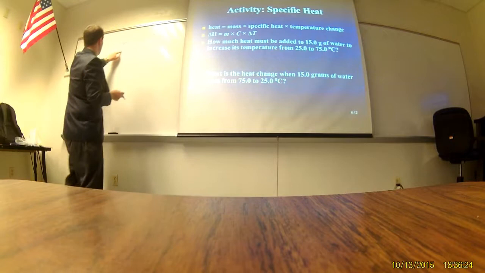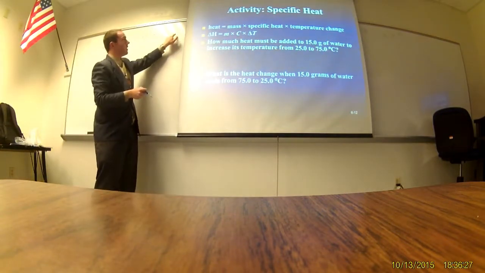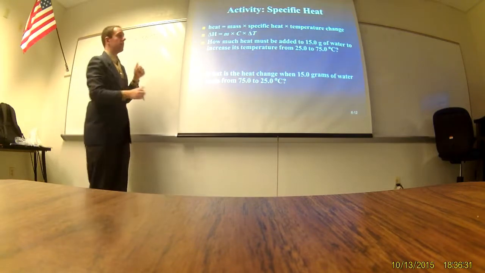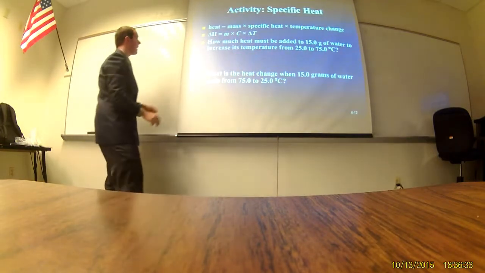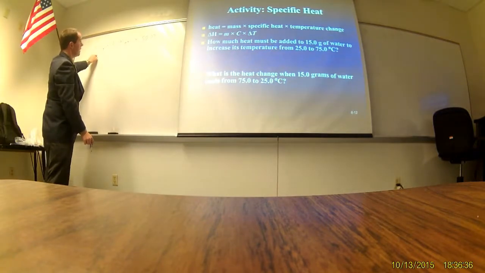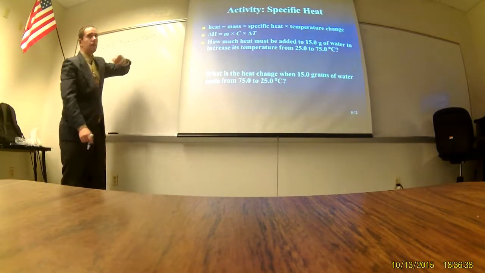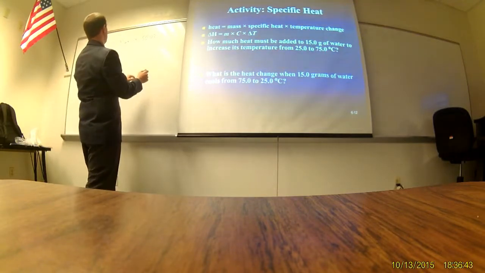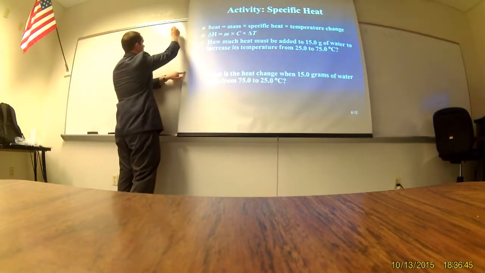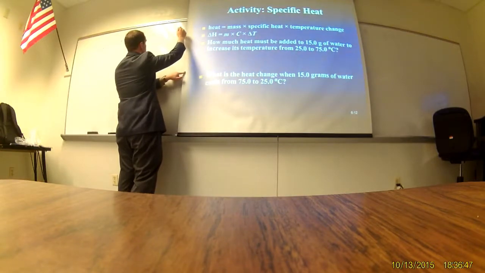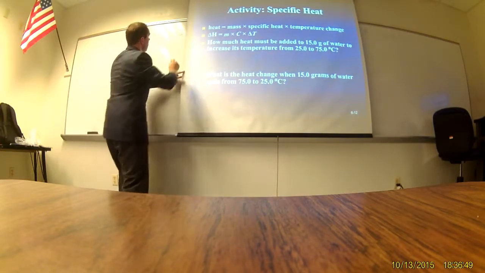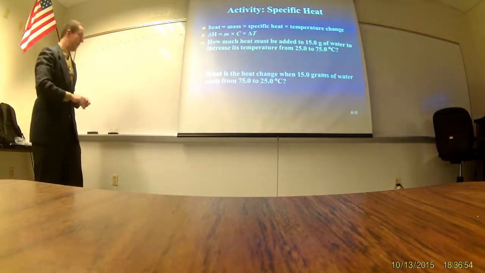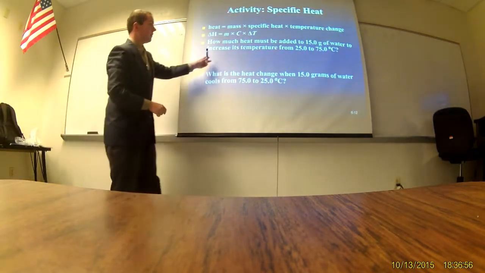So when we do this math, we're going to get a positive number. Think to yourself, should I have gotten a positive number? And yes, we should have, because temperature is going up, so we must have added heat. So we get 15 times 50, which is 750 calories. That's how much heat you would have to put in.